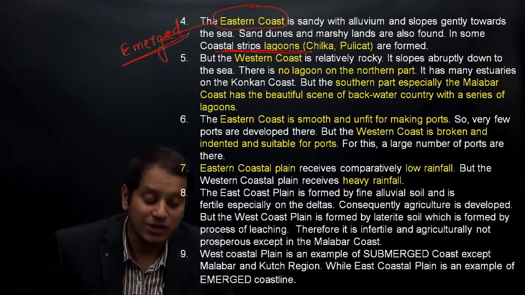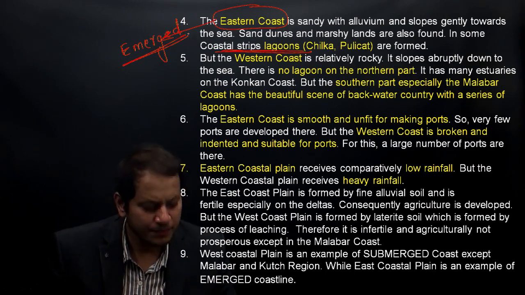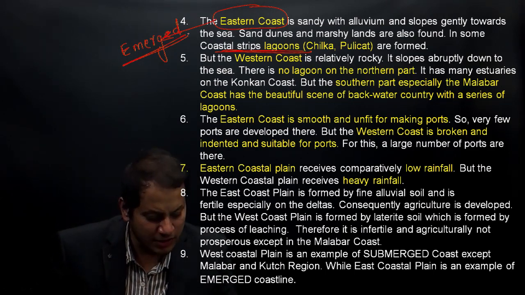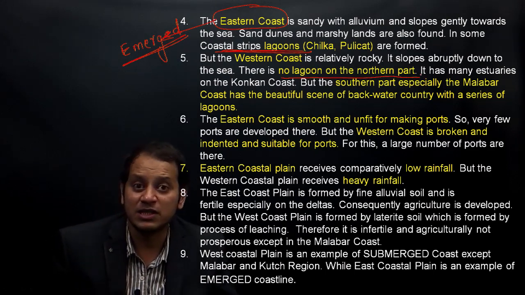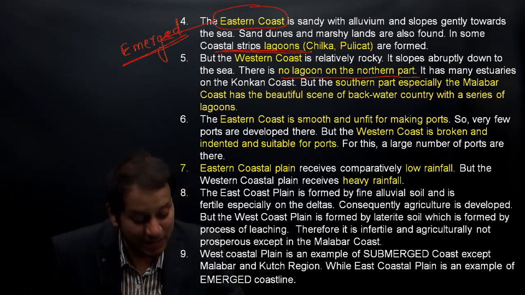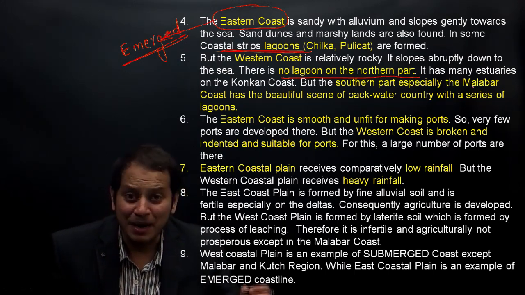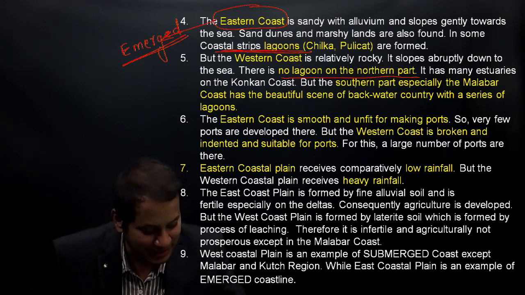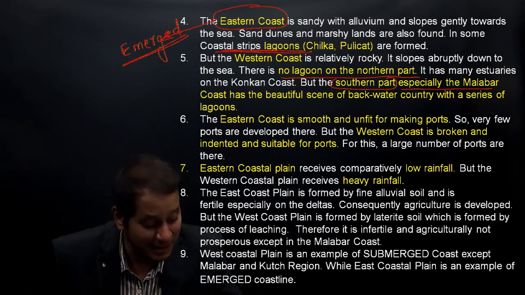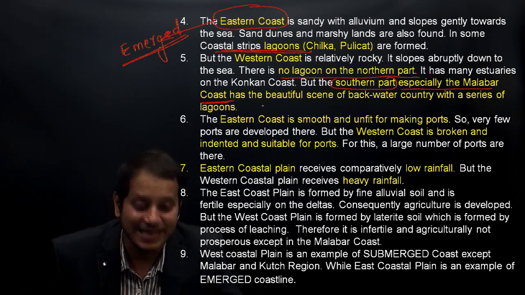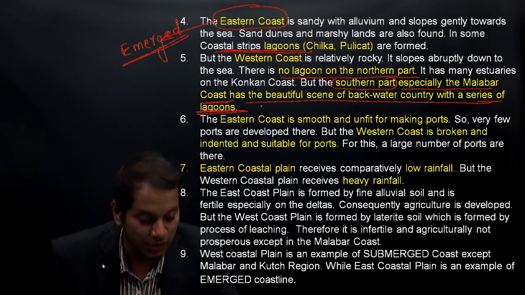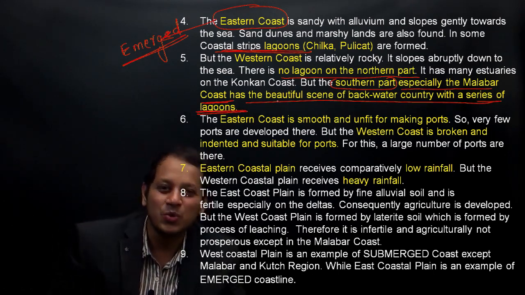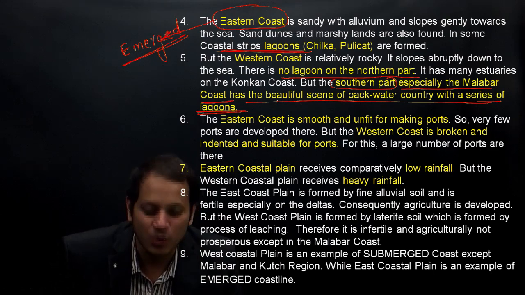But the west coastal plain is relatively rocky. It slopes abruptly down the sea. There is no lagoon in the northern part of the western coastal plain. It has many estuaries in the Konkan coast, but the southern part, especially the Malabar coast, means which state? Kerala, has beautiful scene of backwaters with the series of lagoons. That means there are lagoons on the west coastal plain.